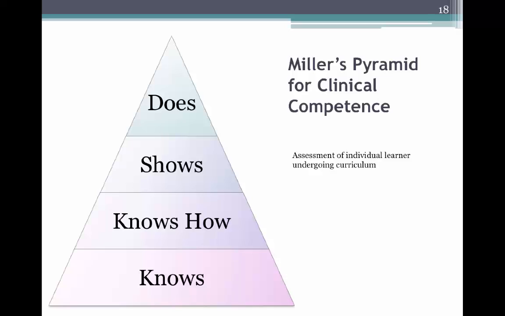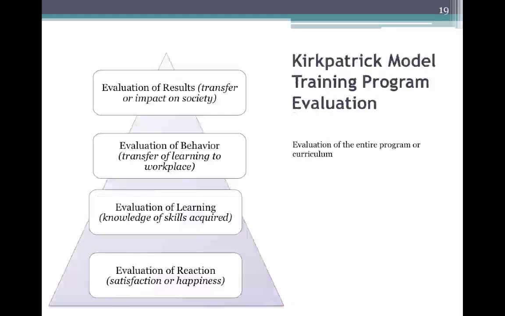Evaluation metrics that address performance at the lower two levels of the pyramid are often the easiest to study, but methods that address the higher two levels are often more desirable, though typically more challenging to study. The second evaluation framework is the Kirkpatrick Model of Training Program Evaluation. These two models are related, but in contrast to Miller's Pyramid, which was assessment of one learner going up the pyramid, this model refers to evaluation of the entire program or curriculum.